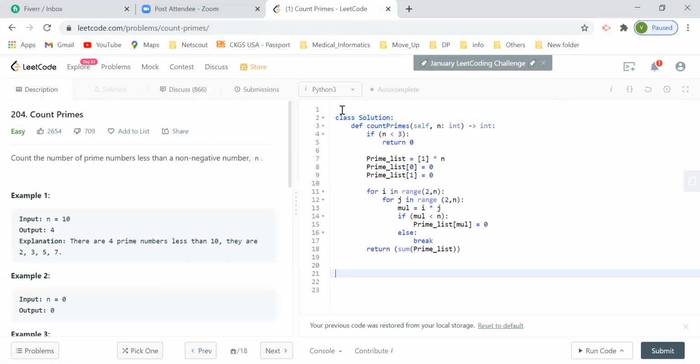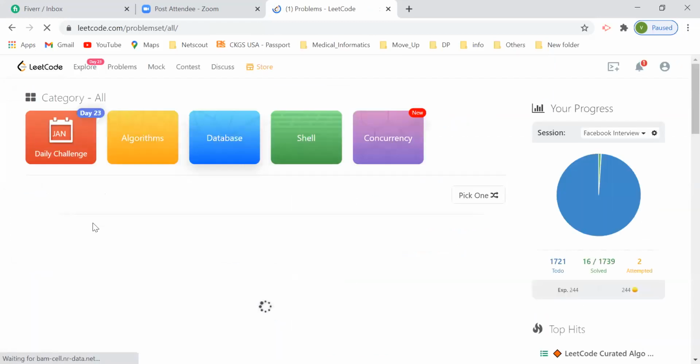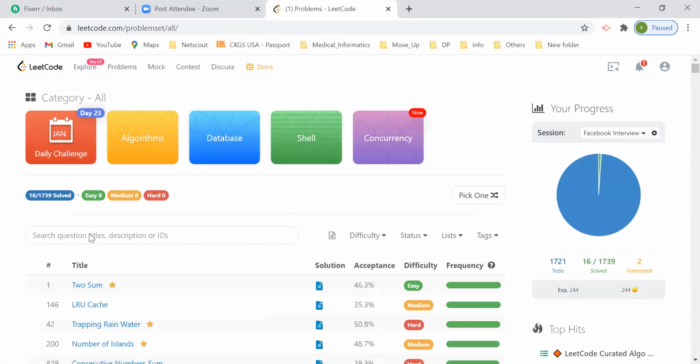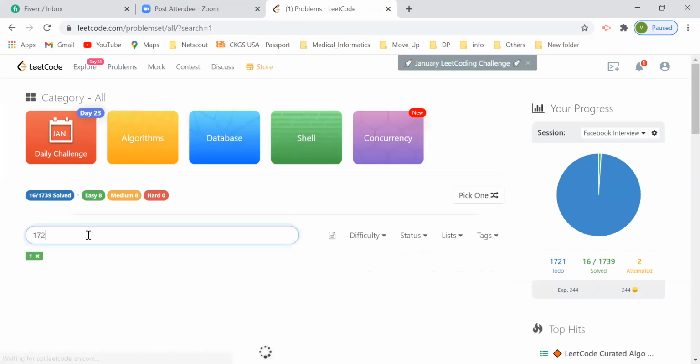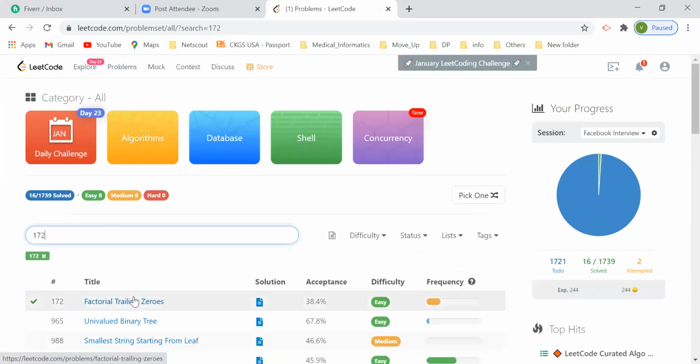Okay. Next question is 172. Factorial trailing zeros.